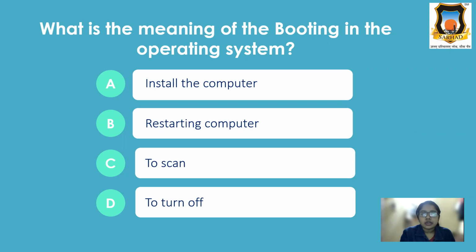What is the meaning of booting in the operating system? Option A, install the computer. Option B, restarting the computer. Option C, to scan. And option D, to turn off. And the answer is option B, restarting the computer.